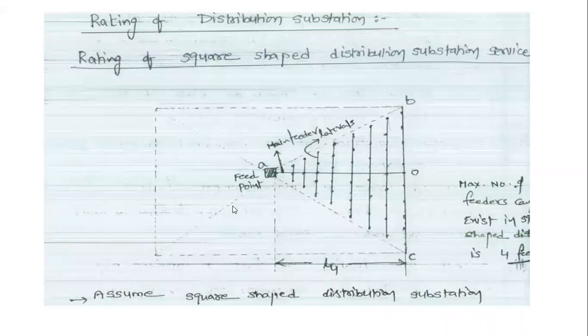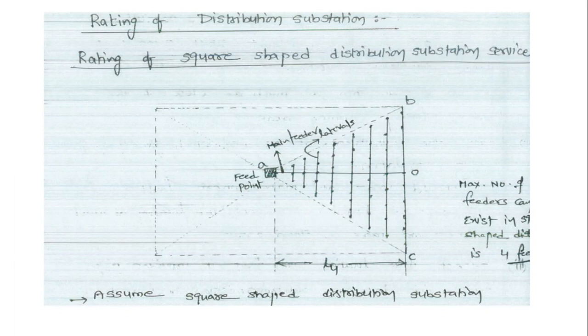This is the rating of a square shaped distribution substation area, in which we are considering 4 feeders. The rating of a distribution substation depends on the load density of the service area. Therefore, with the increase in the load density, we are additionally adding loads, and how much the load increases determines how much power will be generated. All that depends on the load density.